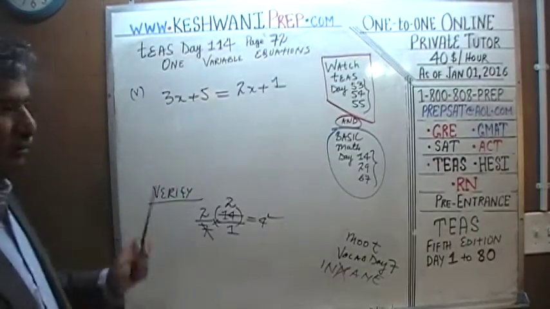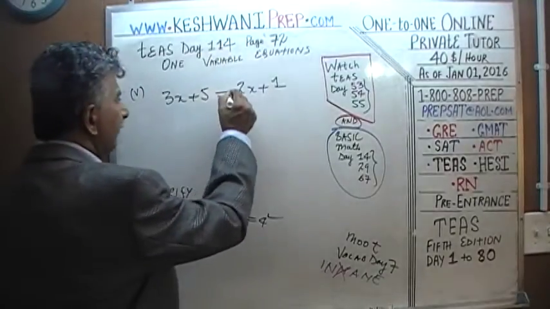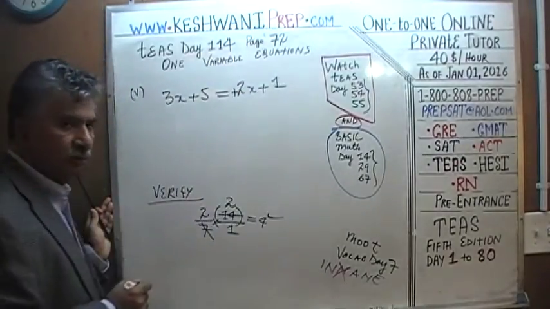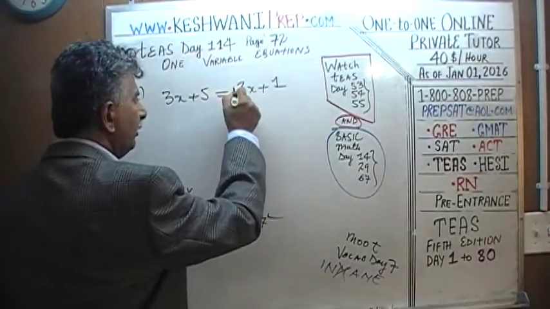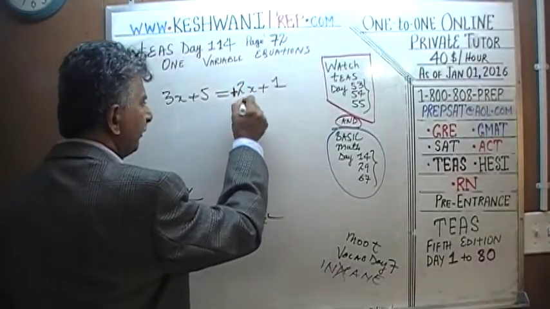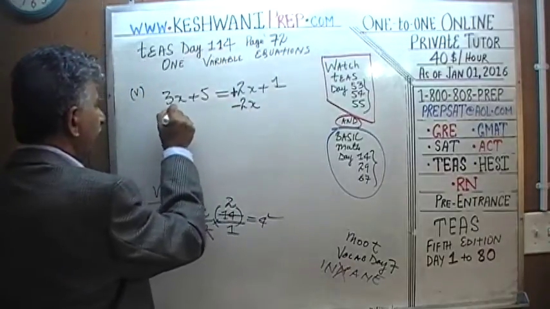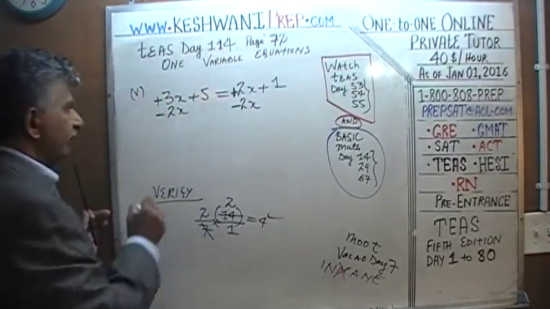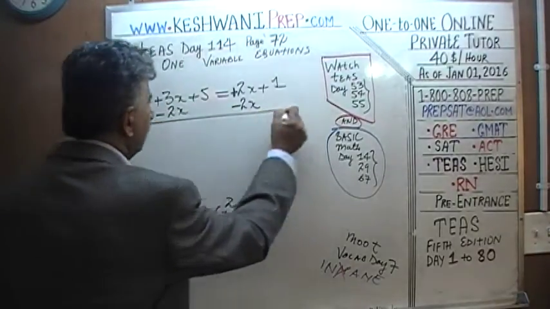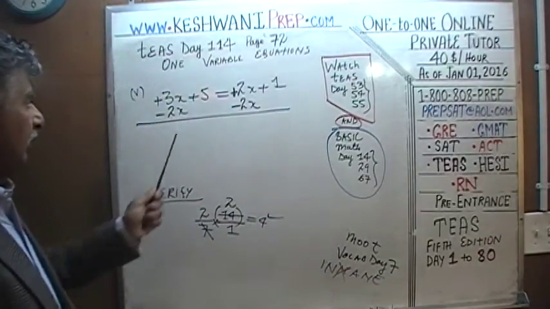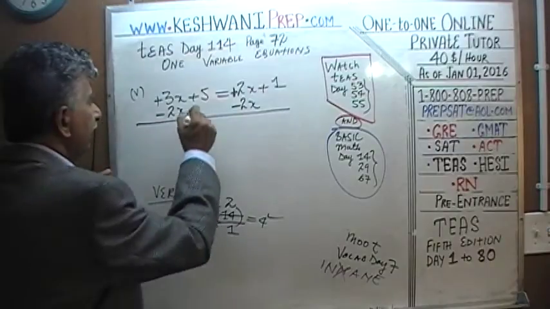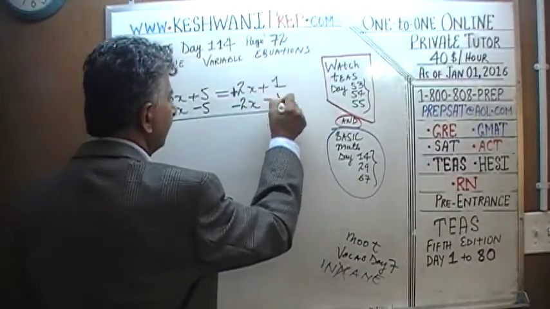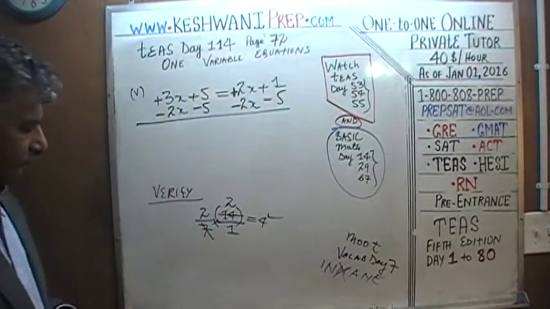How do we bring the 2x on this side? It's very simple. This 2x has a plus sign in front of it. When there is no sign given to us, it's understood that there is a plus sign in front of it. So to undo it, to kill this 2x, we need to subtract 2x from this side and from this side. That will take care of our 2x. We got to bring the 5 to the other side. If you want to bring 5 to the other side, let's subtract 5 from both sides. That's it. We are done.